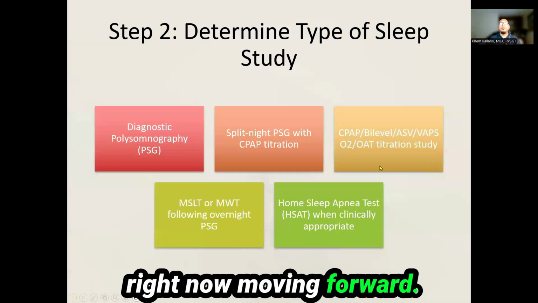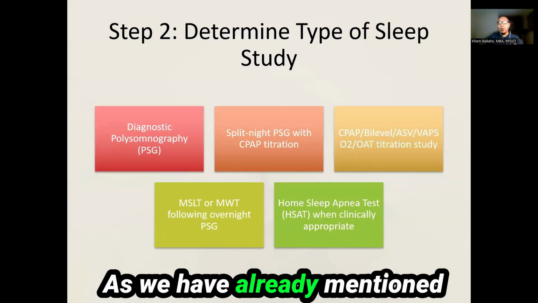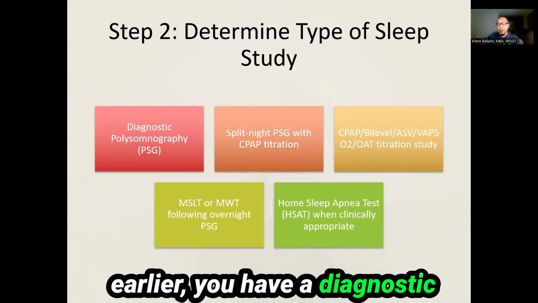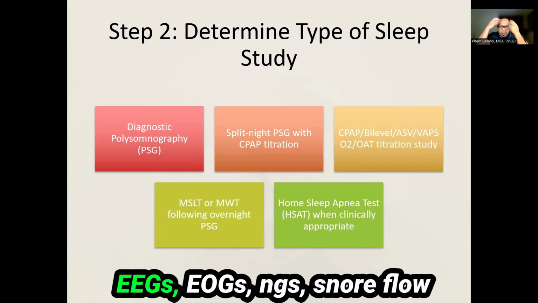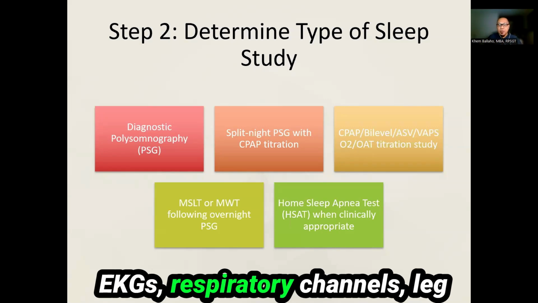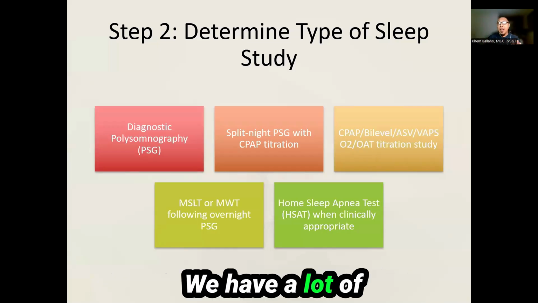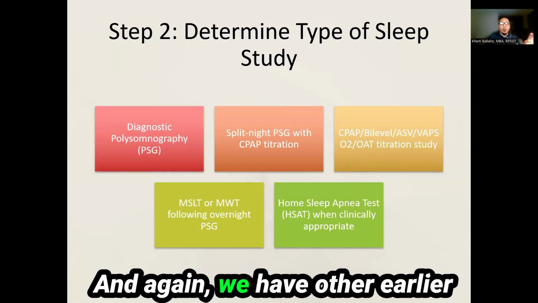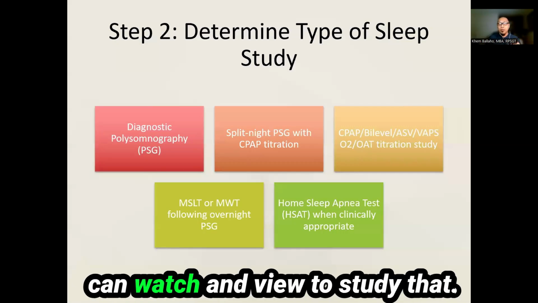Now moving forward. So we have to determine the type of sleep study. As we have already mentioned earlier, you have a diagnostic sleep study, which is an overnight polysomnogram with all the EEGs, EOGs, EMGs, snore, flow, EKGs, respiratory channels, leg movements, and pulse oximetry. We have a lot of sensors for this patient. And again, we have other earlier chapters that are recorded that you can watch and view to study that.